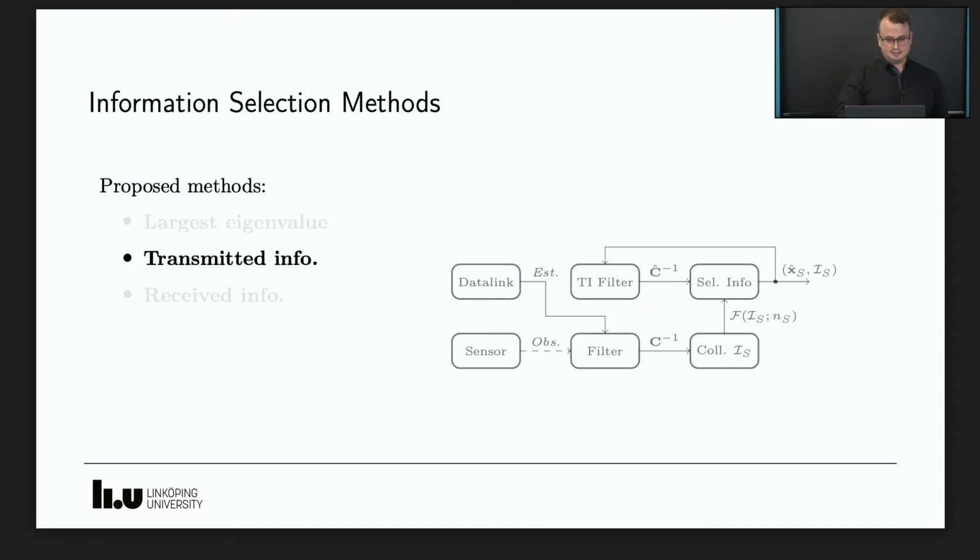The second method instead selects information based on previously transmitted information. So a bit more sophisticated method. And similarly, the received information method selects information based on previously received information.